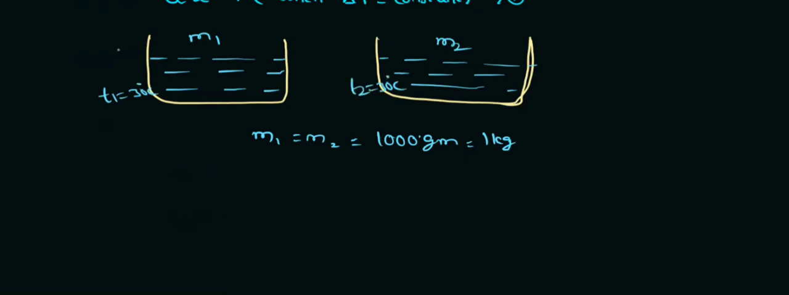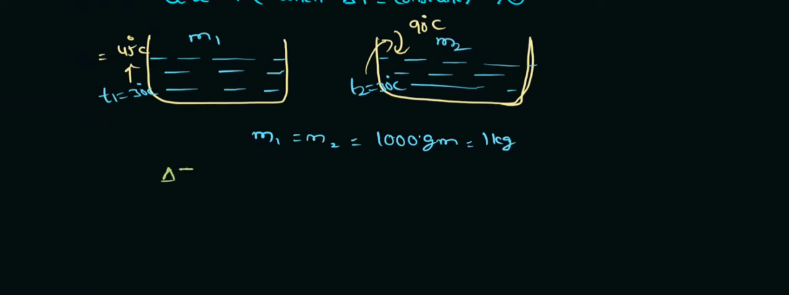But the final temperature for this one, I want to be 45 degrees Celsius. For this one, I want to raise the temperature to 90 degrees Celsius. 30 to 90 in this case, 30 to 45 in this case. Can you guess how the rate of rise of temperature would be in this case? What is constant here? Mass is constant, but what is not the same? The rise in temperature is not the same.